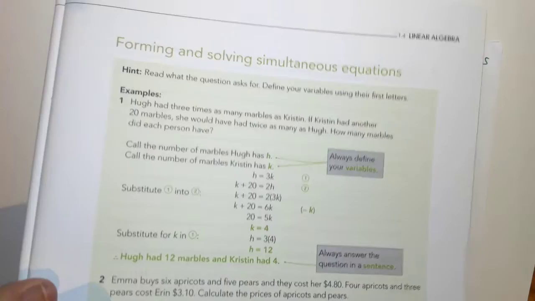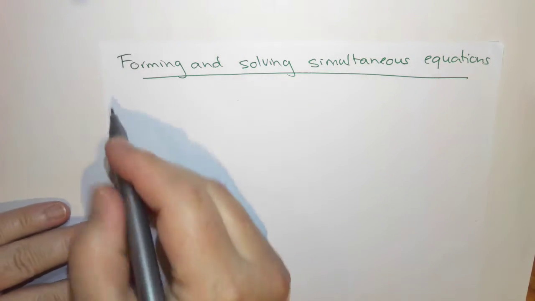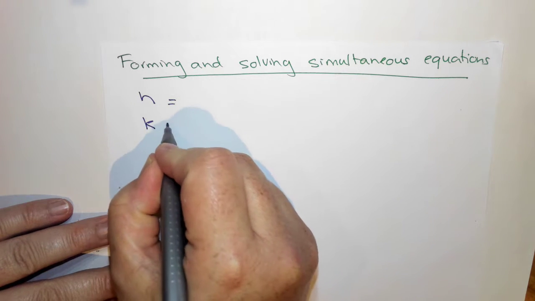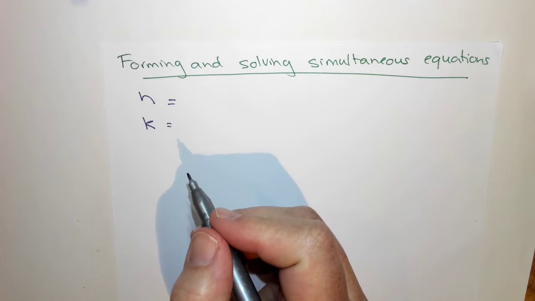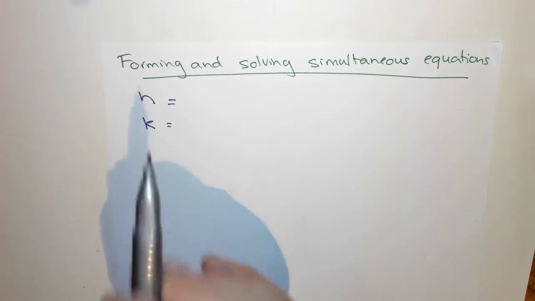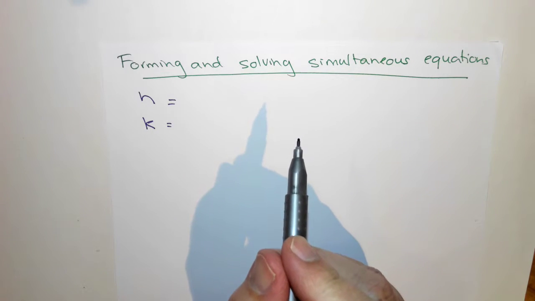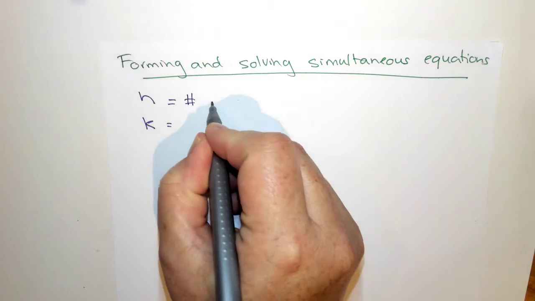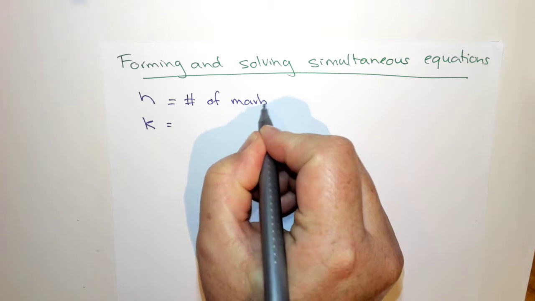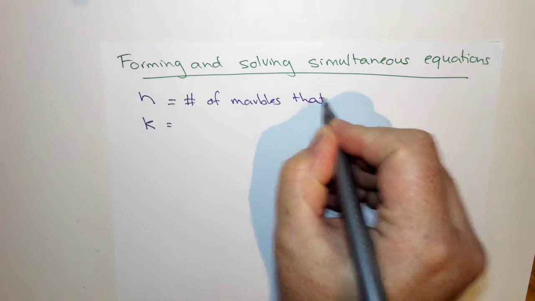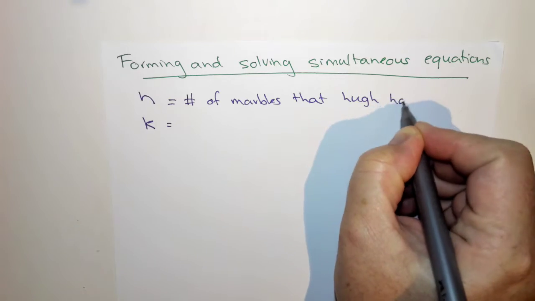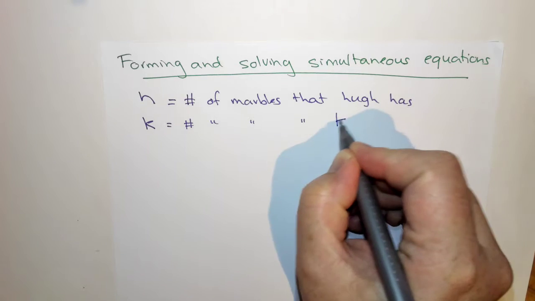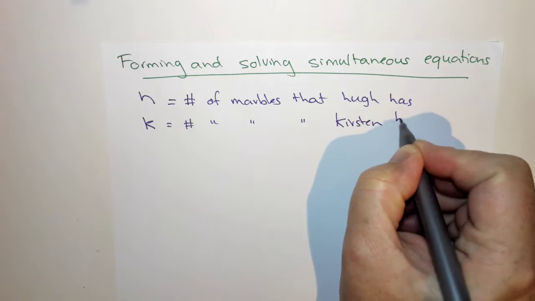Or how many people have we got? We've got 2 people, don't we? So I'm going to say H for Hugh and K for Kirsten. And let's think about what the variable itself would be. The question asks how many marbles did each person have? So we're going to say H is the number of marbles that Hugh has, and K is the number of marbles that Kirsten has.